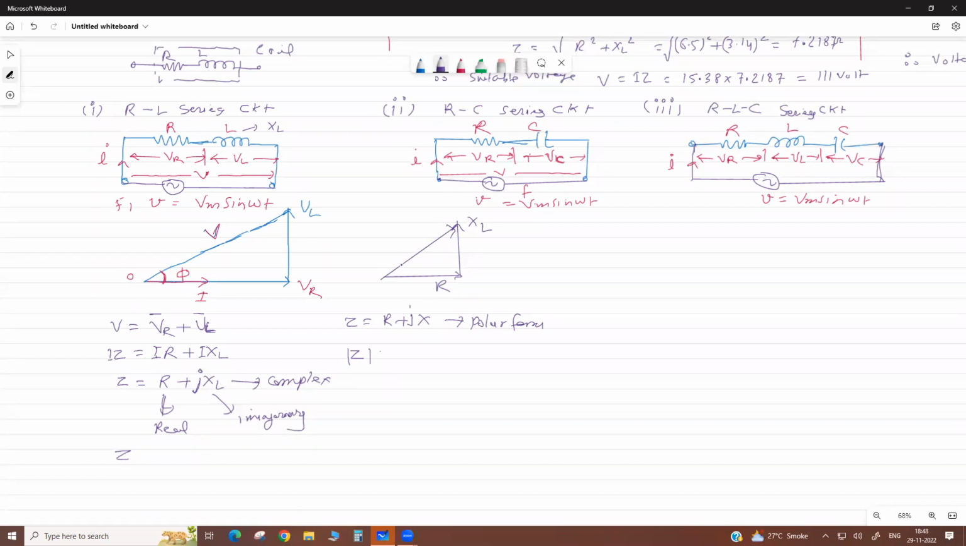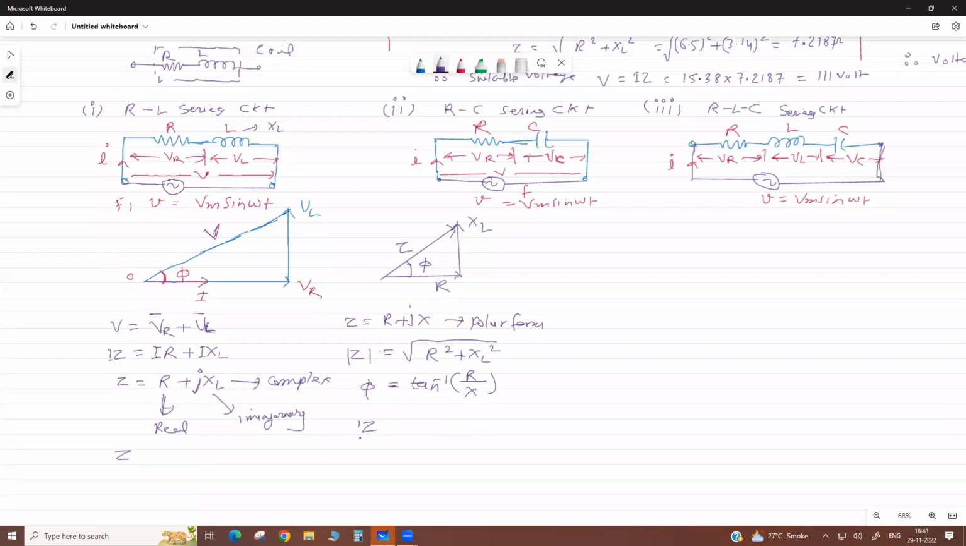This is the impedance triangle. So Z equals, by Pythagoras, the square root of R squared plus XL squared. This is the impedance Z. And we can calculate the angle phi: tan phi equals reactance by R, so phi equals tan inverse of imaginary part to real part.